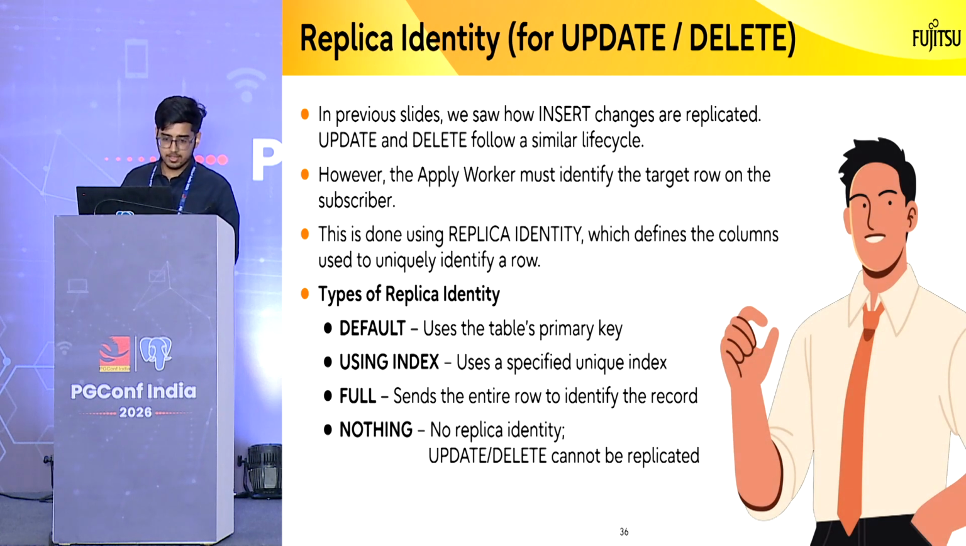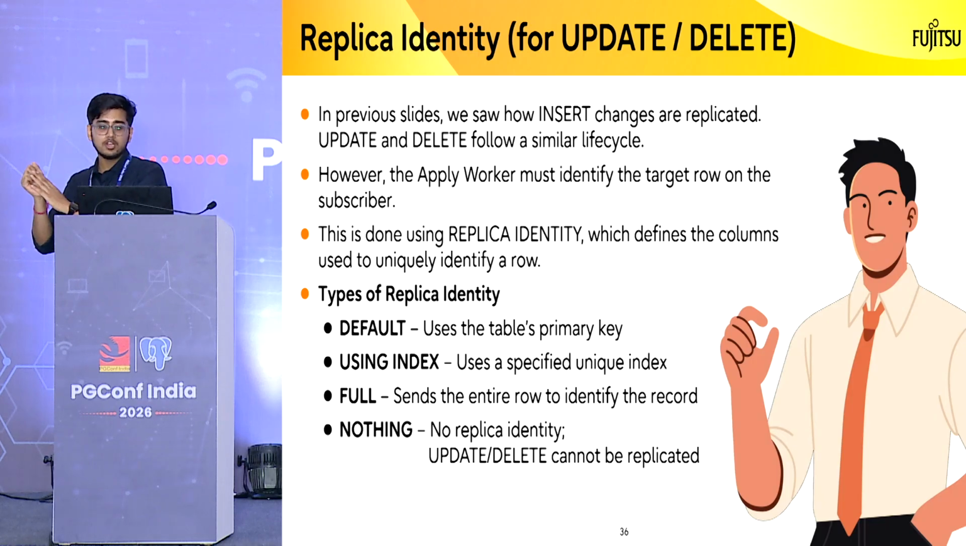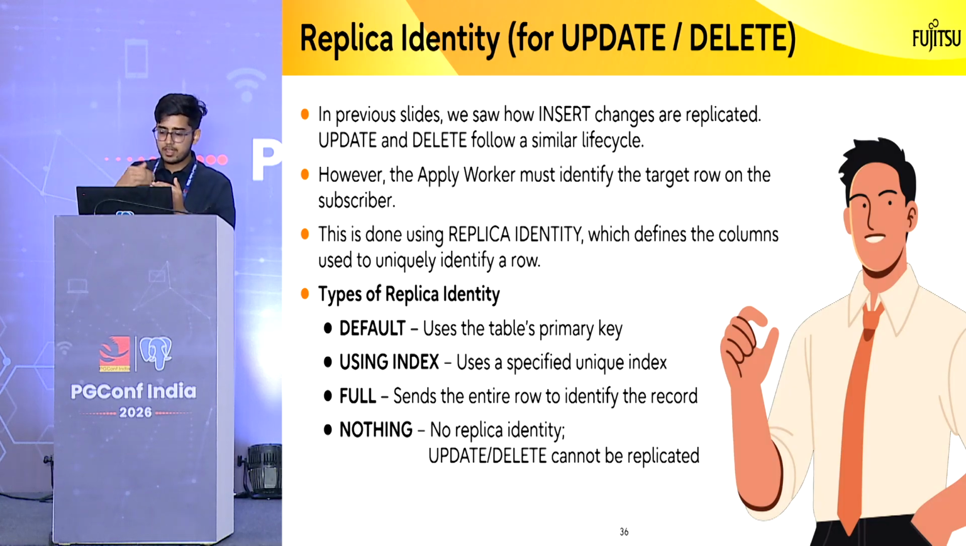In the previous slides, we saw how the insert record is sent from the publisher node to the subscriber node. Now for update and delete, it follows a similar life cycle, but the apply worker does not know, when applying the changes, which rows it should update or delete on the subscriber node. For that, we send replica identity information alongside.